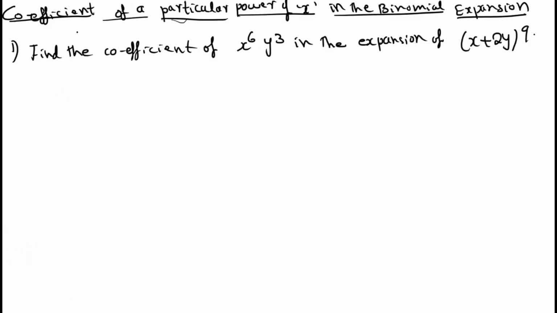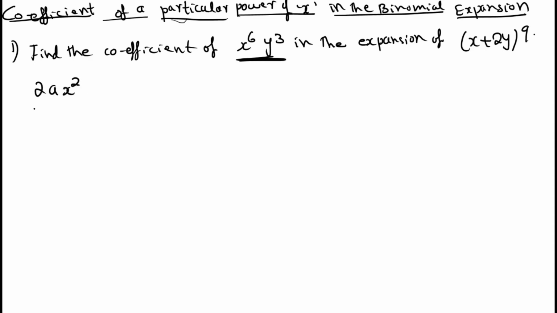Our next concept is the coefficient of a particular power of x in the binomial expansion. I'll explain this concept with an example. Say, find the coefficient of x to the power 6 into y cube in the expansion of (x + 2y) to the power 9. See, suppose 2ax square is there.